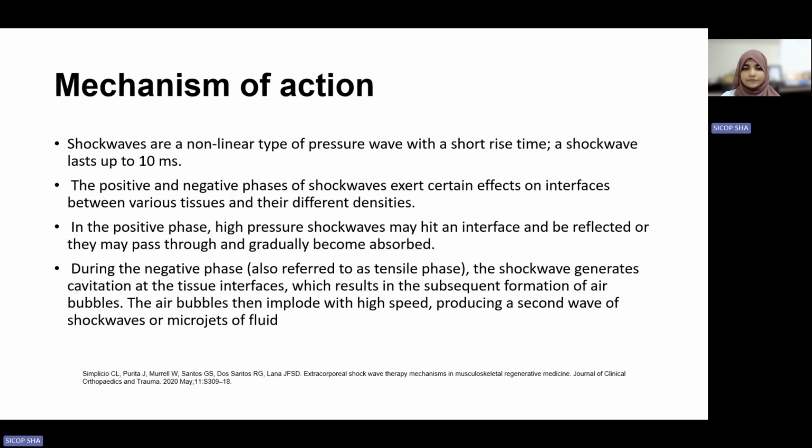In the negative phase, which is also known as the tensile phase, the shock wave generates cavitation at the tissue interface, which results in the formation of air bubbles or gas bubbles. Then these gas bubbles implode at higher speed, which produces a second shock wave, also known as microjets of fluid. So basically, there are two phases, positive and negative. In the positive phase, the wave is reflected, refracted, or absorbed. And in the negative phase, there is majorly cavitation, the formation of gas bubbles.